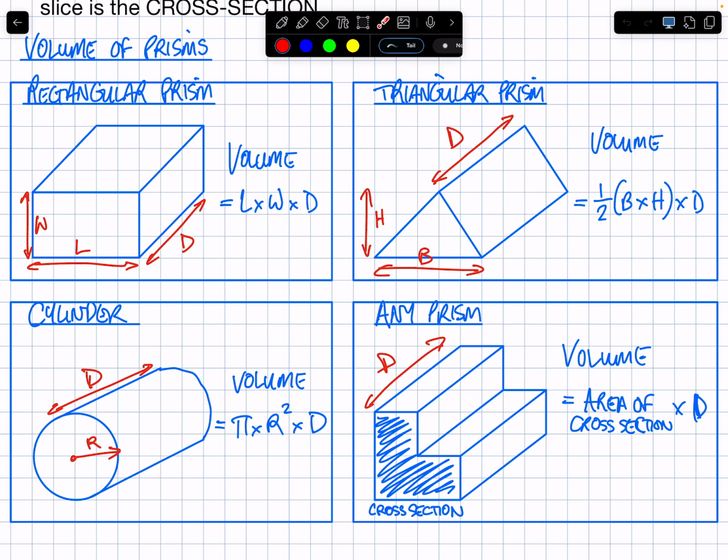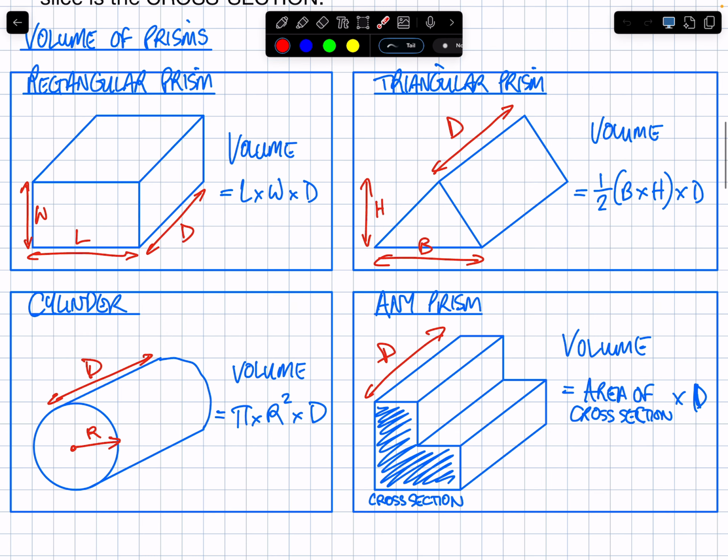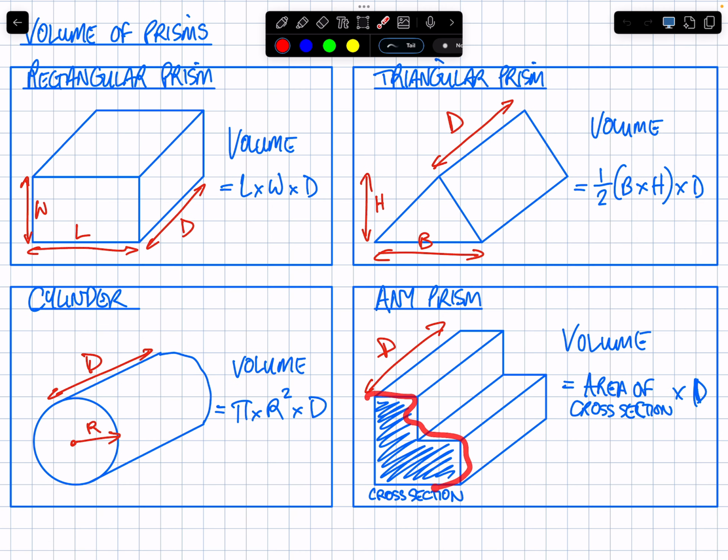Why am I going through, instead of just saying these formula, why am I doing it piece by piece? Because you will have a question in your test where you're going to be asked to find the volume of a weird shape. But what's special about it is it's going to be the same weird shape all the way through. It's a prism. This is a prism. It's an L shape. And it's the same L shape all the way through. How do I find the volume of that? Find the area of the end and then times it by how deep it is. Okay?